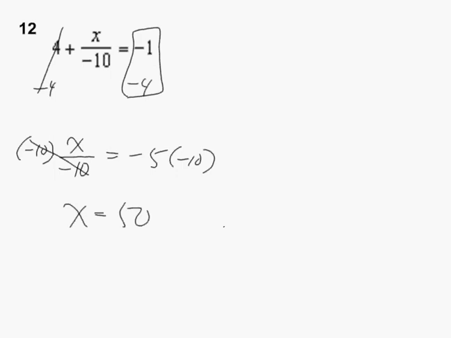Go back and check my work. 4 plus a positive 50 divided by negative 10. 4 plus, I've got to do division first, negative 5. The sum of those is negative 1, which is what I had on my right-hand side.